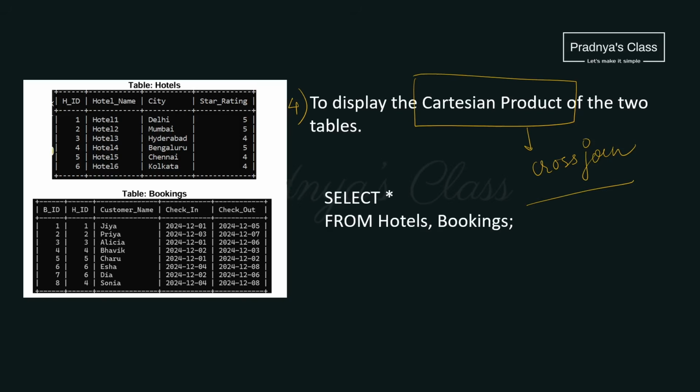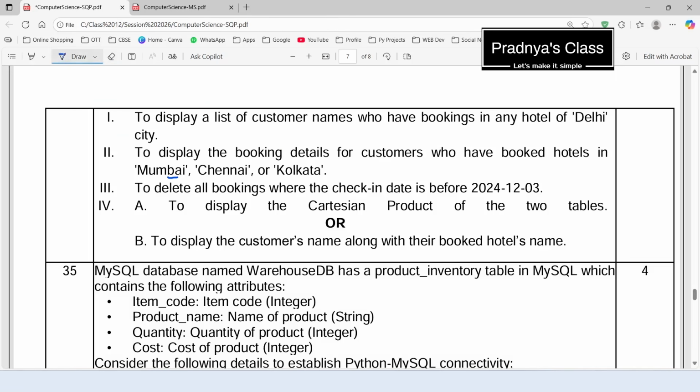One more way I have explained, so let me know that in the comments below. This query will give the Cartesian product of both the tables. Hope you know what a Cartesian product is. Look at the question paper. There is an OR part for this fourth question: to display customer names along with their booked hotel names.